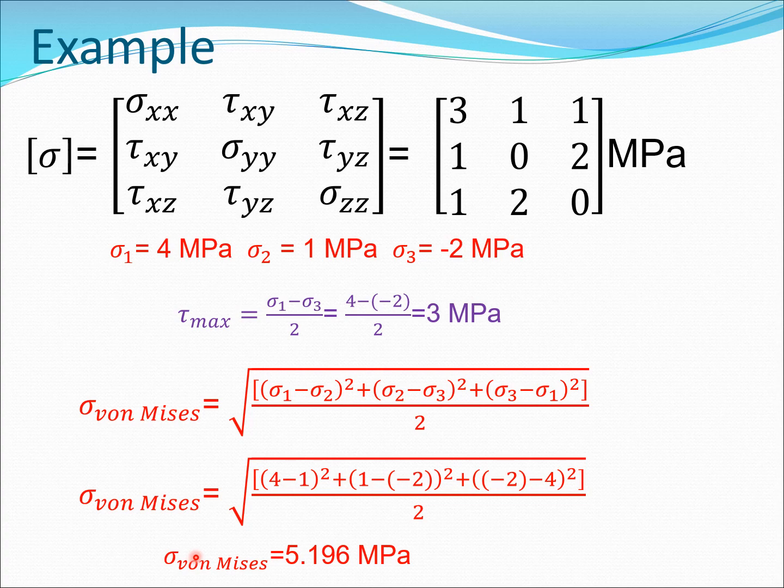Now for the von Mises stress, the calculation is slightly more complex, but nothing too difficult, especially if you have a computer program. So you have to write sigma 1 minus sigma 2, which I've written here, 4 minus 1, sigma 2 minus sigma 3, which is 1 minus minus 2, and sigma 3 minus sigma 1, which is minus 2 minus 4. And then you do the necessary arithmetic here. You take the squares, you divide by 2, you take the root, and what we get is sigma von Mises is 5.196 megapascal.